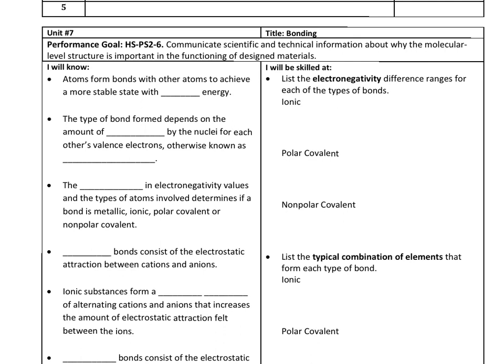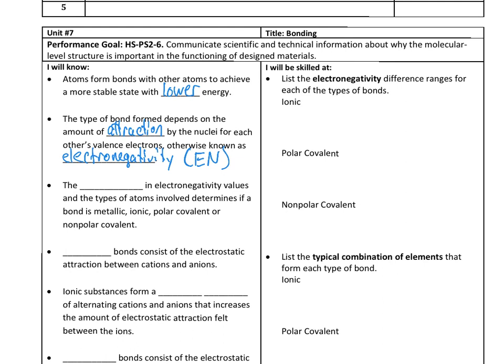So atoms form bonds with other atoms to achieve a more stable state with lower energy, right? Bonding makes you happy. Happy means you have less stress. You are in a state of lower energy. The type of bond formed depends on the amount of attraction, the amount of attraction between a nucleus and the valence electrons. And the other term for that from the previous section is electronegativity, which I typically abbreviate in here as EN because it's a long word to write.